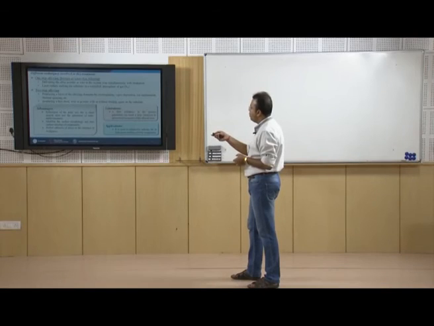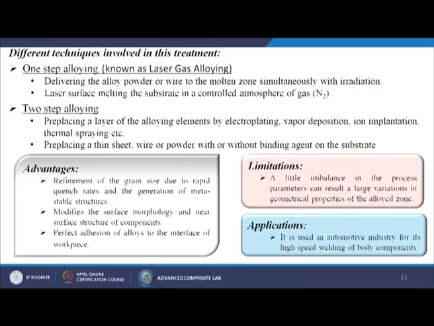So, the first step of what we are doing: delivering the alloy powder or wire to the molten zone simultaneously with the irradiation process. Laser surface melting the substrate in a controlled atmosphere of gas, in a nitrogen atmosphere.